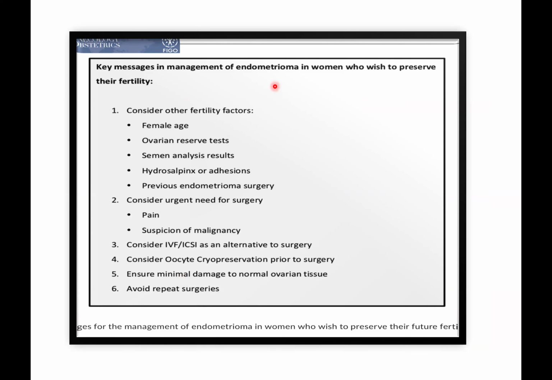Here I will go with this one. Yes, key messages in management of endometrioma in women who wish to preserve their fertility. Like in our patient, she wanted to have a baby. So if the patient has pain, consider urgent need for surgery. And what has to be done? Consider oocyte cryopreservation prior to surgery. So for that, we are going to refer her to the fertility specialist. Ensure minimal damage to normal ovarian tissue. Avoid repeat surgery if there is any recurrence.